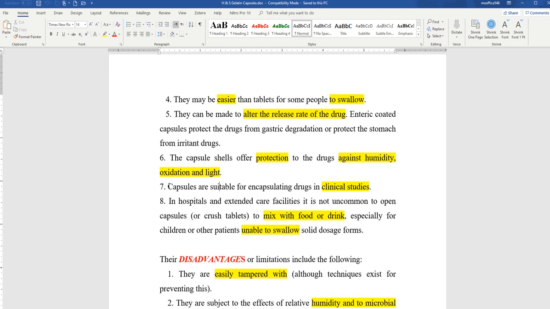Another good thing about capsules is that they are suitable for encapsulating drugs in clinical studies. Now, what does that mean? Clinical studies are studies that are done on humans. For example, let's say I want to test two medications, or a medication with a placebo. Now I am coming with new terms. I have a new drug that I want to prove to the people and to the FDA that my drug is safe and effective.